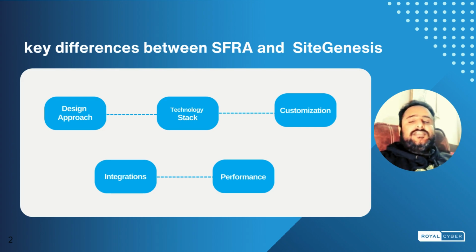Inside customization, the SFRA modular architecture allows for easy customization and extension through cartridges without touching the core code base. As compared to Site Genesis, it relies on template-based customization, which can be more complex and break during upgrades. And for integration, SFRA provides flexible integration capabilities with various third-party systems. As compared to Site Genesis, integration can be more complex and third parties cannot be involved inside that.